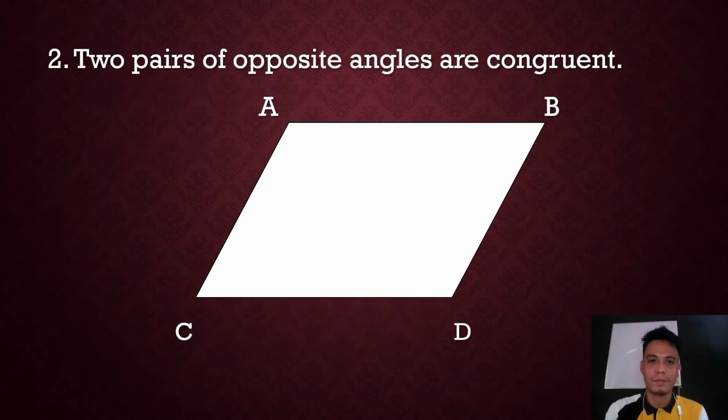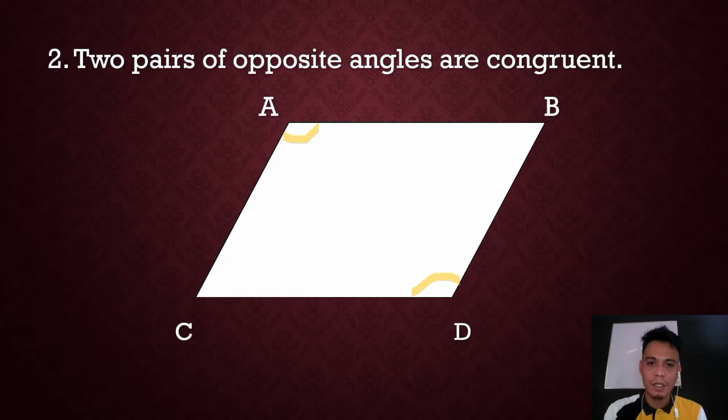Next one. Next is two pairs of opposite angles are congruent. Example, this is the angle A and angle D. So, since they are opposite, ibig sabihin magkatapat po sila, guys, pareha daw sila ng measurement.